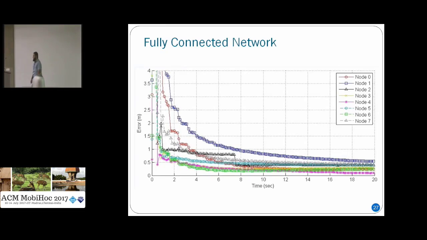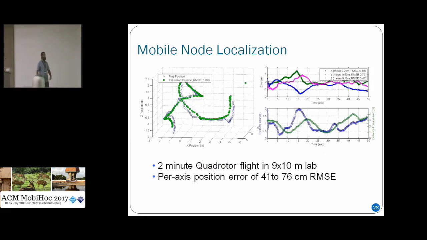This is the result for a fully connected network of the same 8 nodes. As I said, it's an approximation of DCAL, so it's a little bit worse than DCAL. For the mobile node, it's still in good shape. The RMS is a little bit worse compared to DCAL. DCAL was 0.7 and here it is 0.8.